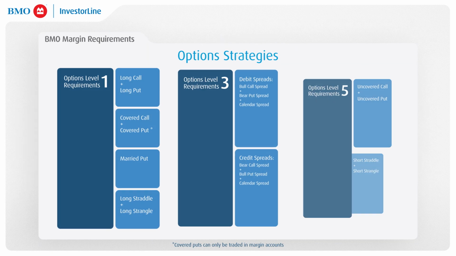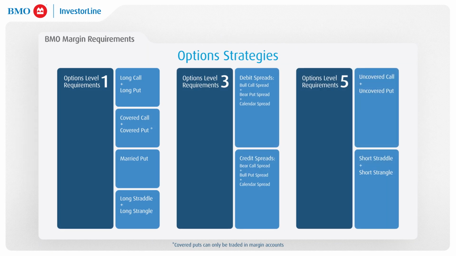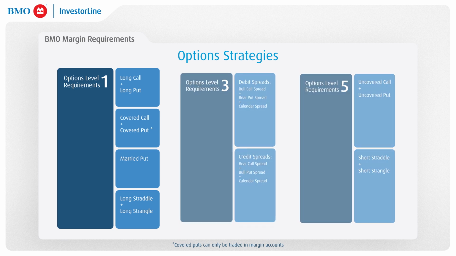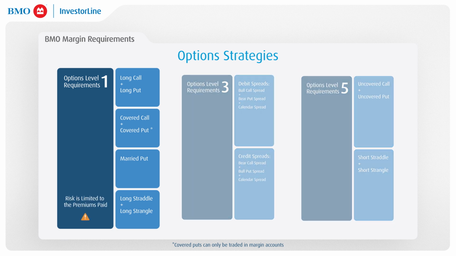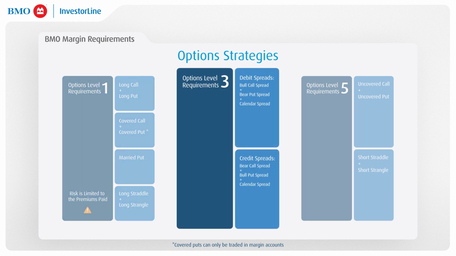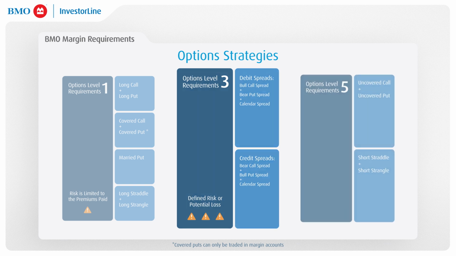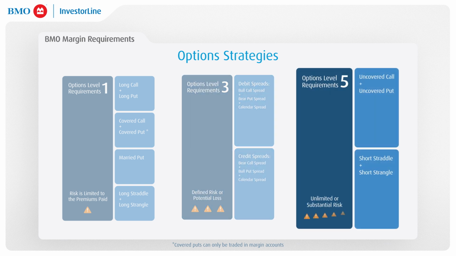To sum up, there are 3 levels of options trading at BMO InvestorLine. Level 1 is for strategies where the total risk is limited to the premiums paid for the strategy. Level 3 is for strategies where there is defined risk or potential loss, but the risk could be different from the premium paid or collected. And lastly, Level 5, where the risk could be unlimited or substantial.